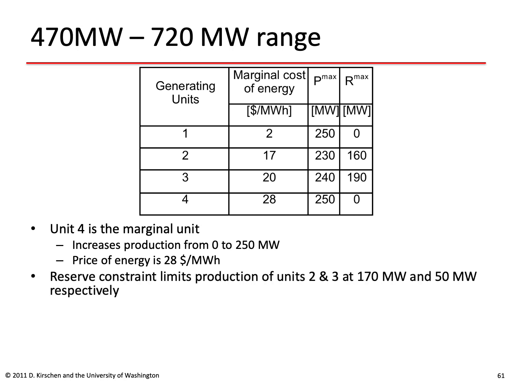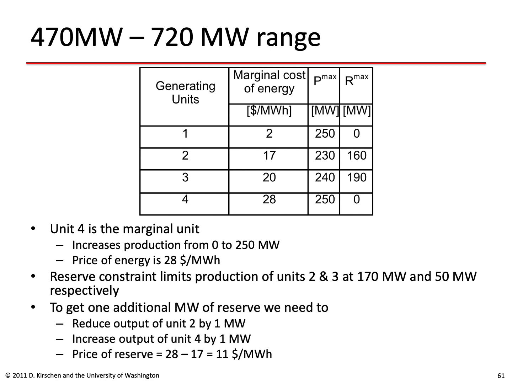Now, the reserve constraints are going to limit the production of Units 2 and 3 at 170 megawatts and 50 megawatts respectively. So if we want to get 1 more megawatt of reserve, we need to reduce the output of Unit 2 by 1 megawatt and increase the output of Unit 4 by 1 megawatt. Therefore the price of reserve is the difference between the cost of production of energy with Unit 4, 28, and with Unit 2, 17. It's therefore $11 per megawatt hour.